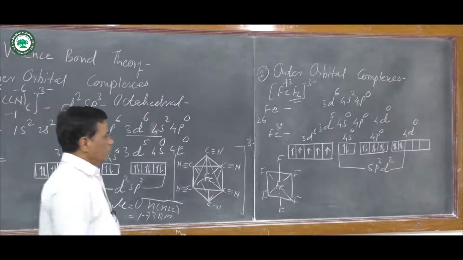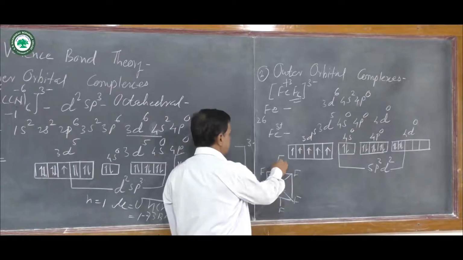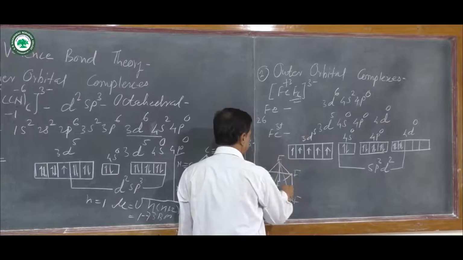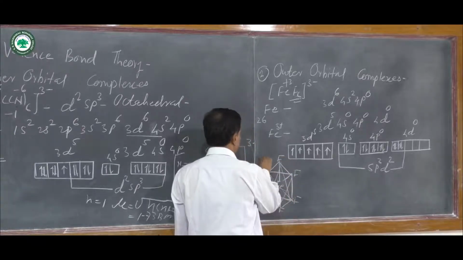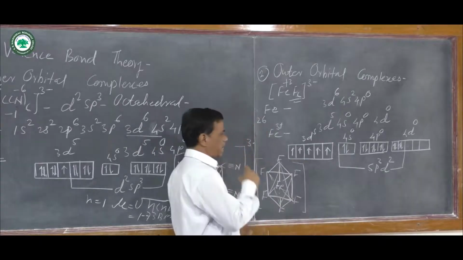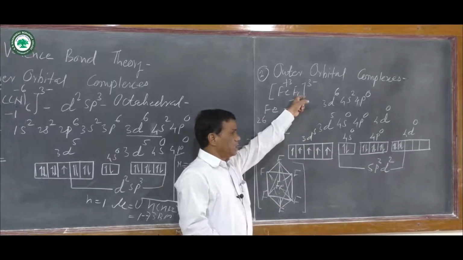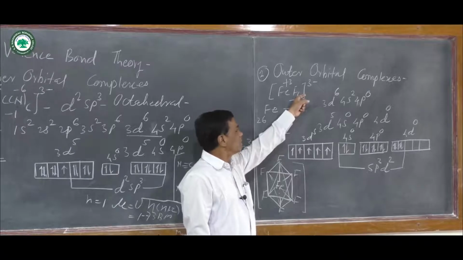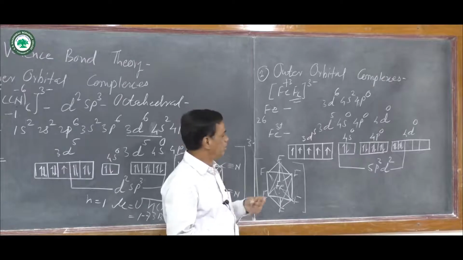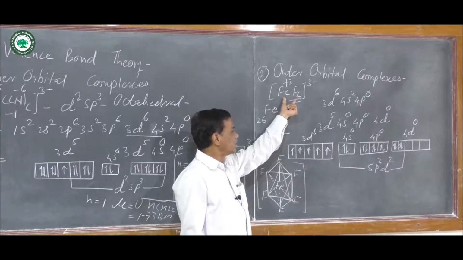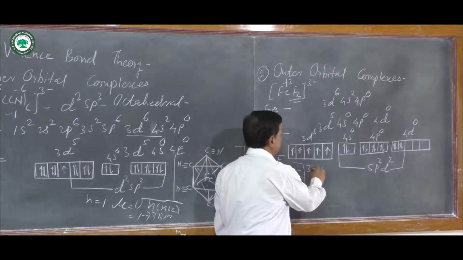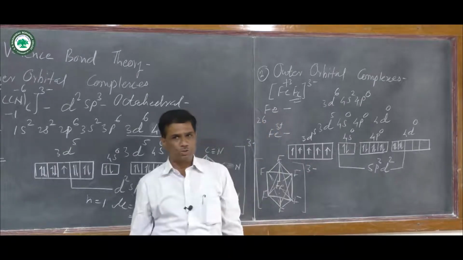Then the actual arrangement is octahedral, and this is the octahedral structure. This complex is represented in square brackets. The reason is that the 6 fluoride ligands are in the first sphere. First sphere means direct bonding takes place, and at the center position is iron, and the charge on that complex is equal to 3-.